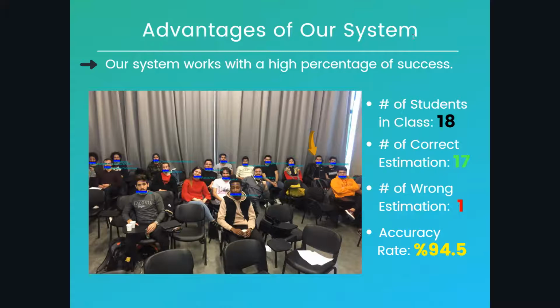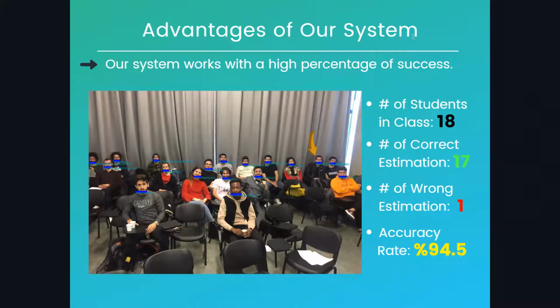The yellow arrow indicates the person for whom the system made a mistake. There are 18 students in that image. We have 17 correct recognitions. We have only one wrong estimation. That means our success rate is 94.5%. The reason for the system making a mistake is that we do not have enough data.